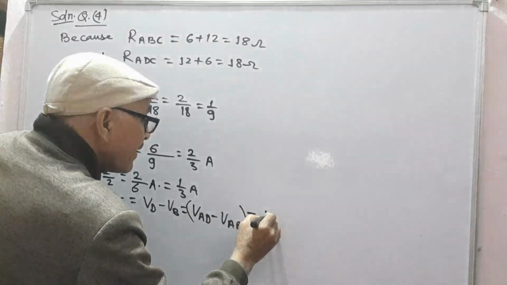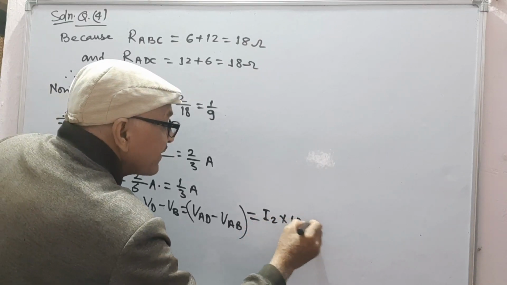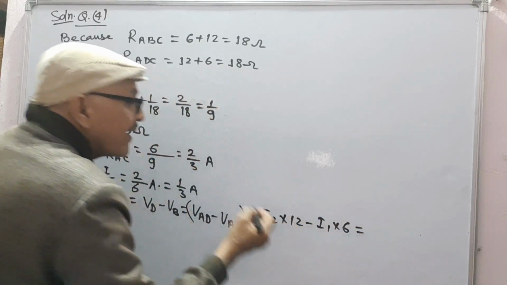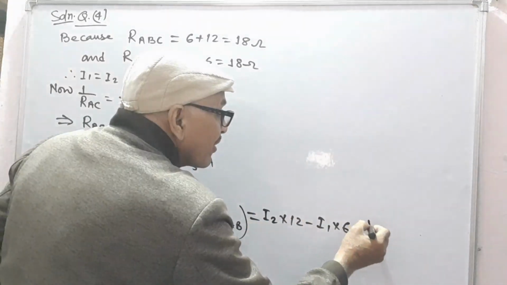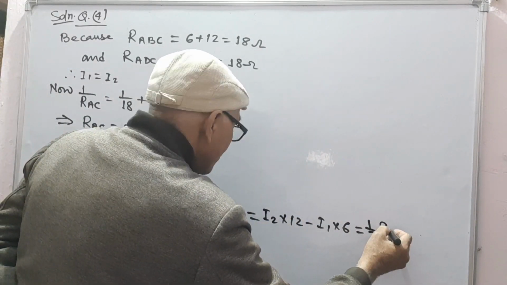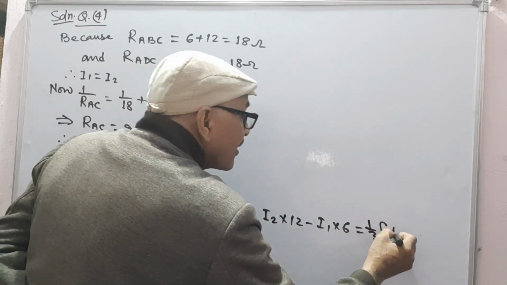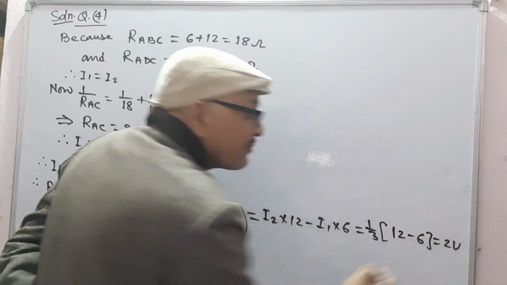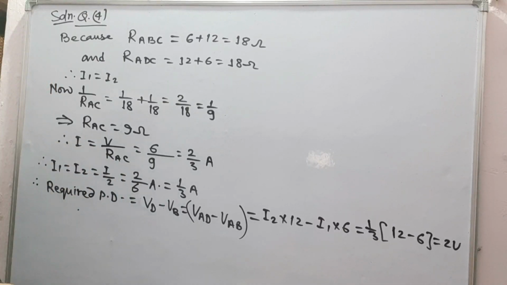I2 into 12 minus I1 into 6. I1 and I2 are the same, having value 1/3. So 1/3 into 12 minus 6, which gives 2 volt. Therefore, the potential difference between points B and D will be 2 volt.